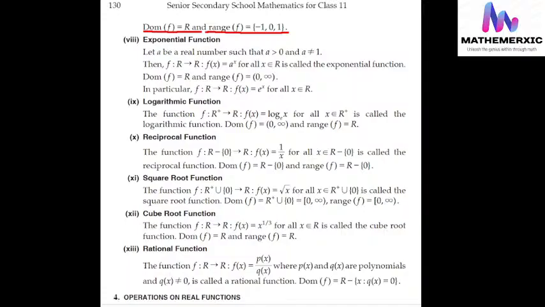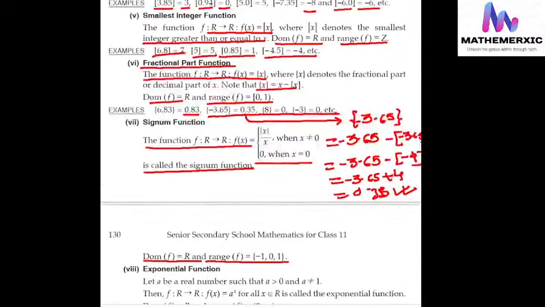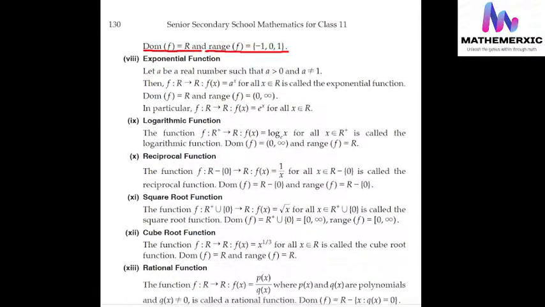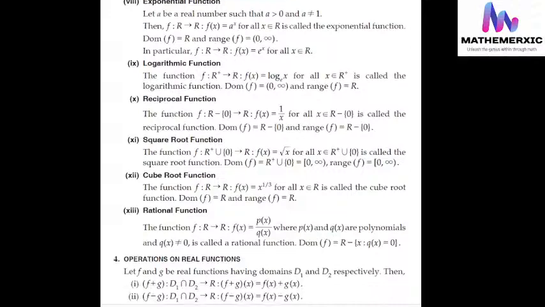Reciprocal function: f is such that R minus {0} tends to R, such that f(x) is equal to 1 by x for all x belonging to R minus {0}, and it is called a reciprocal function. Domain of f is R minus {0} and range of f is R minus {0}.